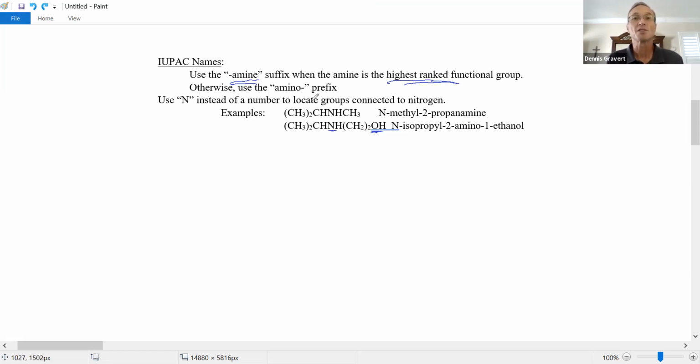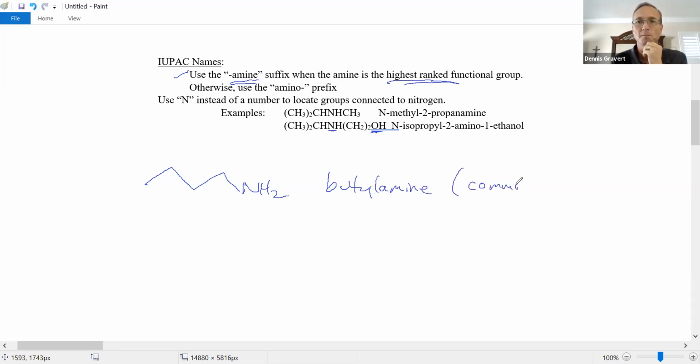Okay, let's look at IUPAC names, right? So there's a couple of cases we need to consider. Primary is the easiest to do. So go back to this one. The common name was butylamine. That was a common name. Full credit on the exam if I ask you to name that.